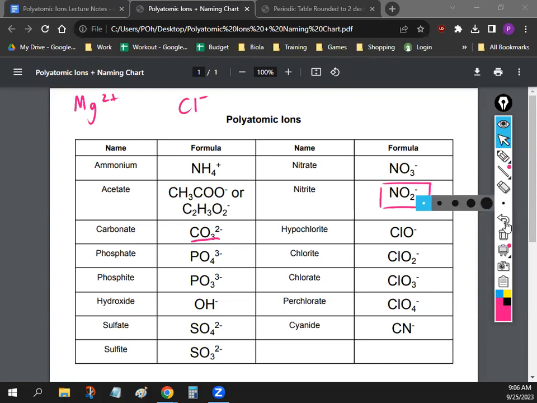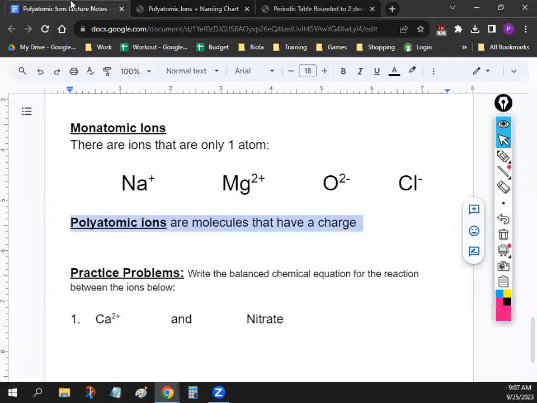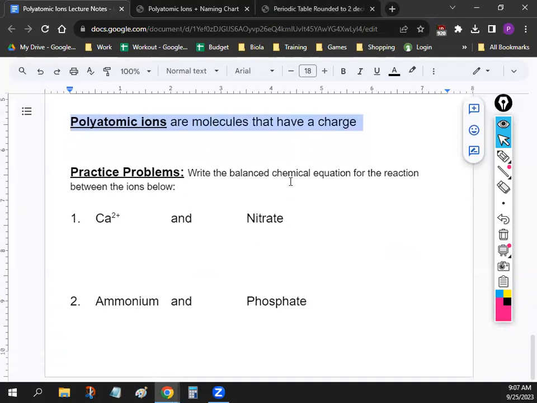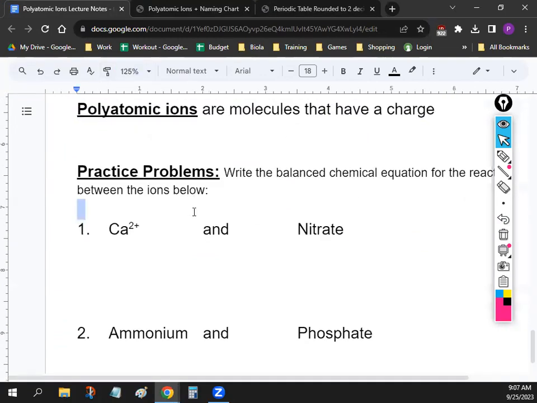When we are working with polyatomic ions, don't change anything about these ions. They're perfect just the way they are. If you change it, you're messing up the ion and your formula will be incorrect. But other than that, the problems will look pretty similar to what we've been learning. So we're going to do 2 practice problems, and then we'll be all done for today, okay?